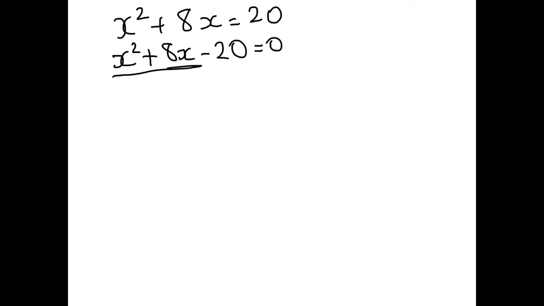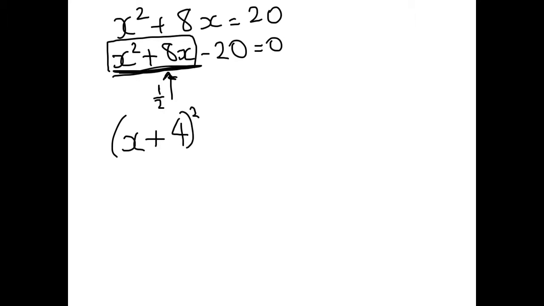Now when I use completing the square, I focus on the first two terms. I think about how I'm going to get a square from the coefficient next to the x of 8. So I'm going to halve that number. So I'm going to have x plus 4 all squared minus 20.